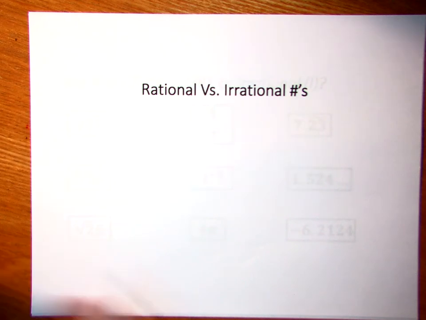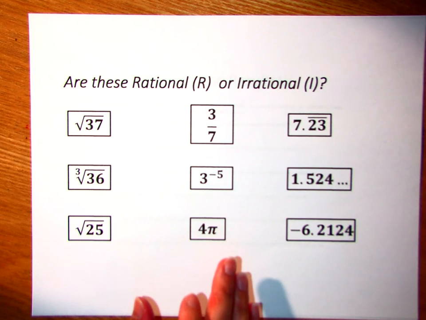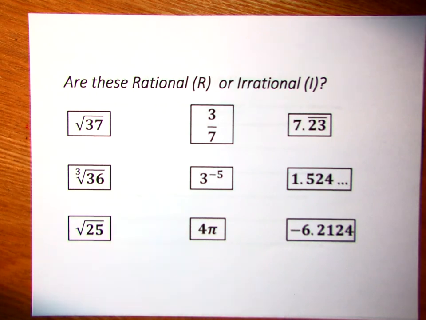This lesson is on rational versus irrational numbers. We're going to first practice just making sure we can identify an irrational number and a rational number. Essentially, the idea is that a rational number can be written as two integers, which are your positive and negative whole numbers, over each other.